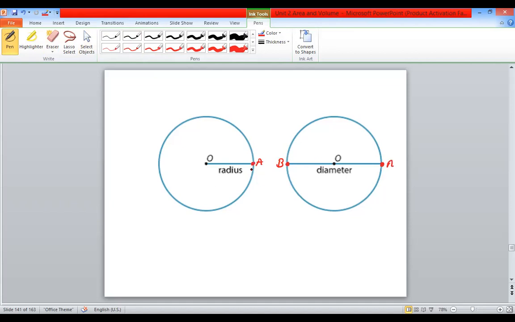So this is the distance from center to surface, the radius, and this is the full distance. AB distance is known as diameter. So there is one relation we will derive here. Here diameter is denoted by D and the radius is denoted by R. Look at the diameter, it's the double of radius. So the relation is D is equal to 2R.